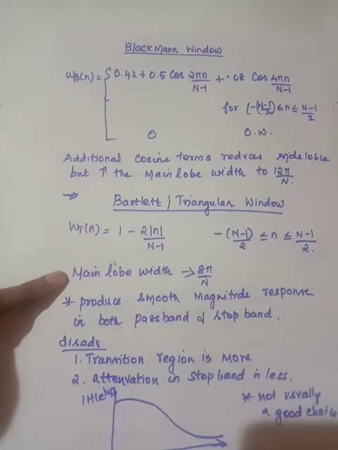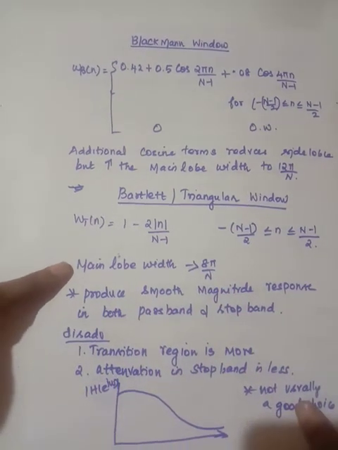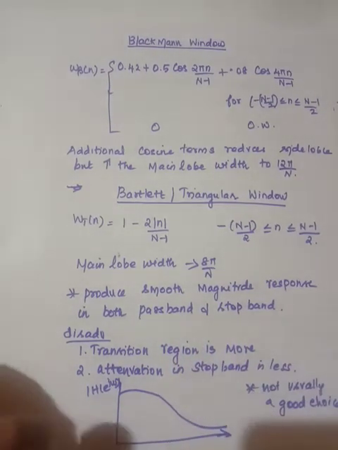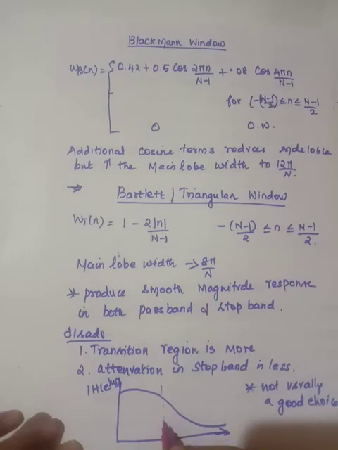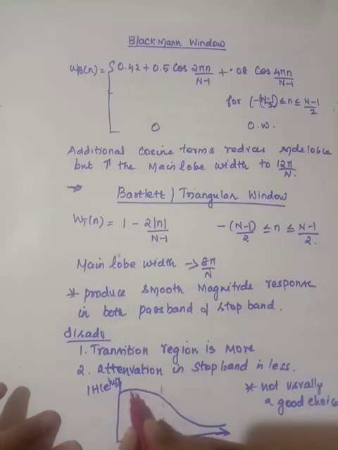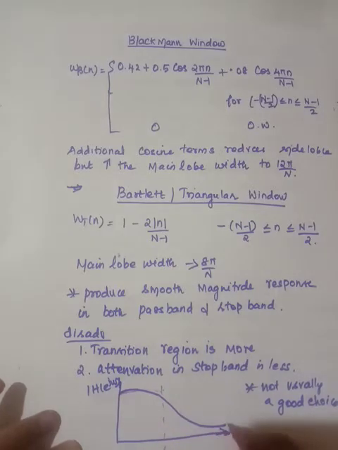This produces a smooth magnitude response in passband and stopband. You know what passband and stopband are, right? So this is your passband and this is your stopband. In this Bartlett window the ripple will be less and the response will be smooth in the passband and also in the stopband.